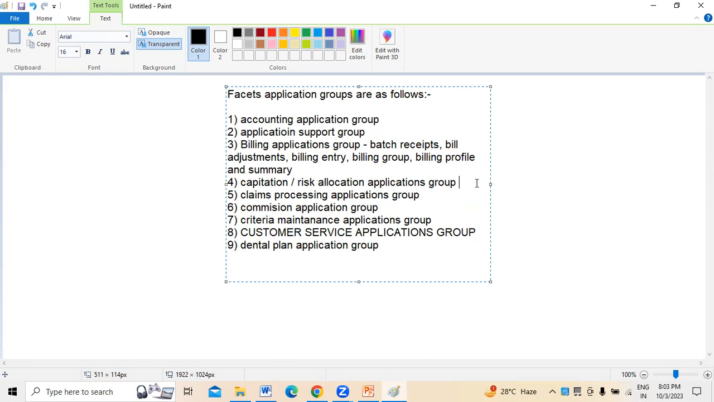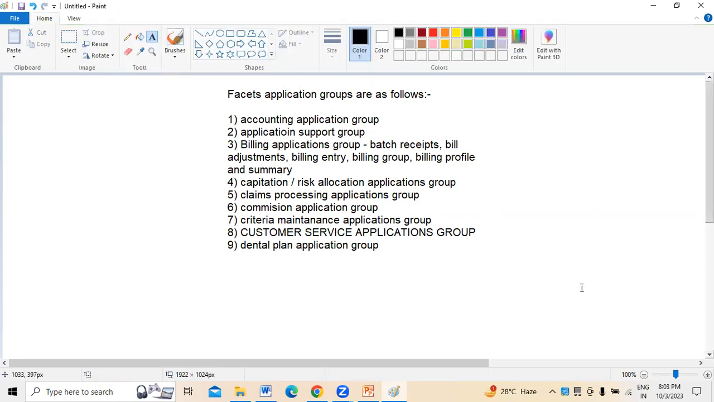This is it. Next, after dental plan application group, the next is dental provider agreement application group. I'll write it up, one minute.